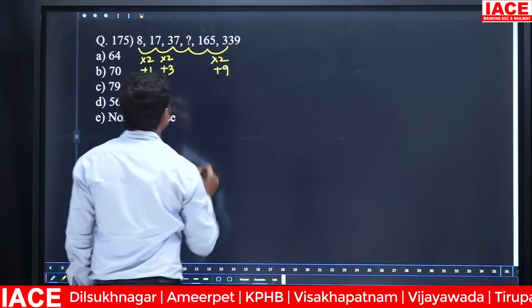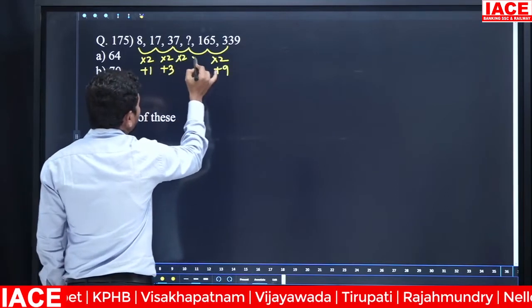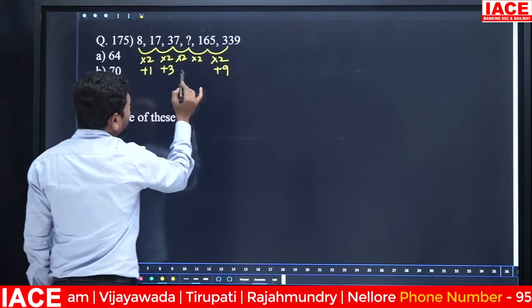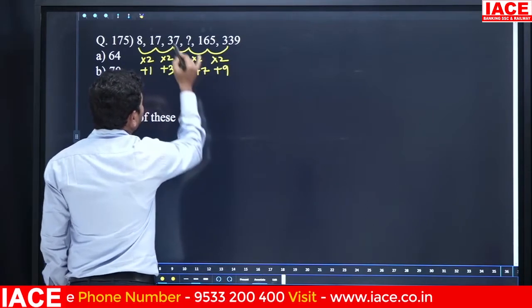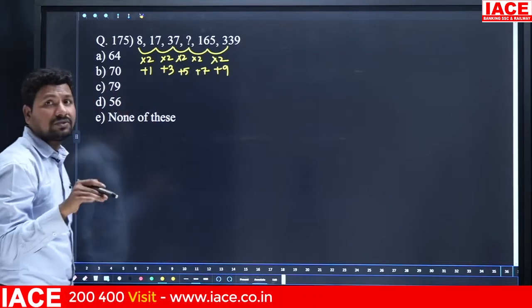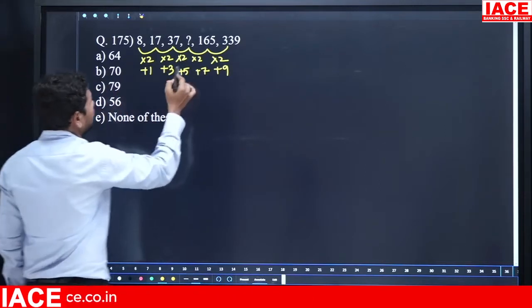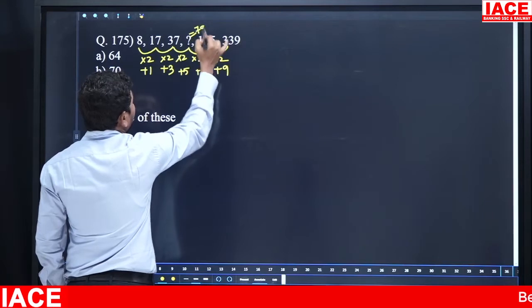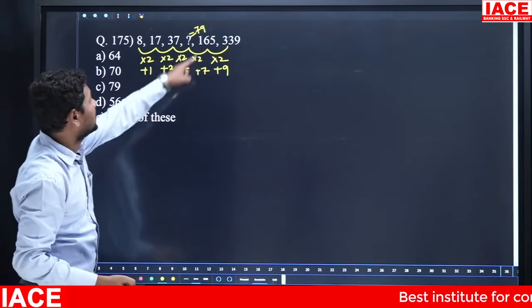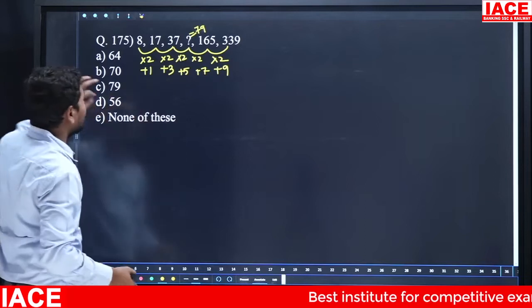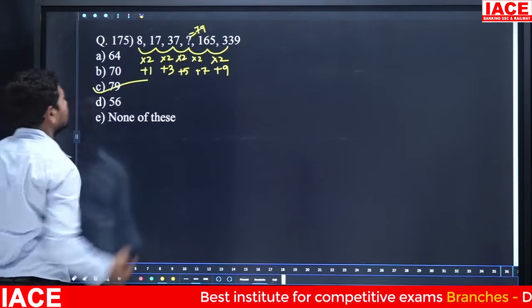9 added. Okay, that means you always do times 2, then 1 added, 3 added, 5 added, 7 added, 9 added. I am checking with 5 and I am checking with 7. Now 37 times 2 is 74. 74 plus 5 is equal to what? 79. 79 times 2 is equal to 158. 158 plus 7 is equal to 165. Our logic is exactly correct. Then the answer is option C.